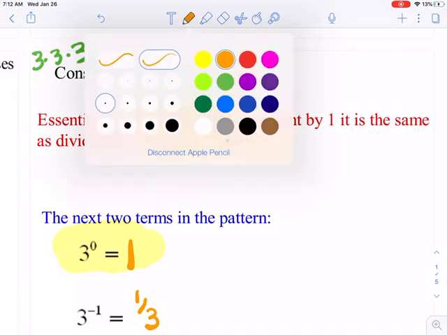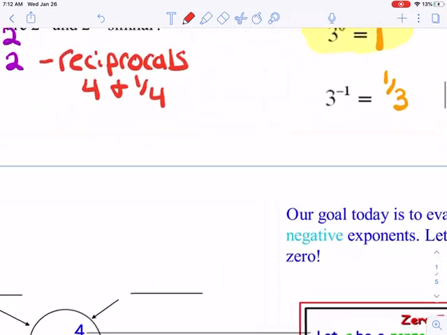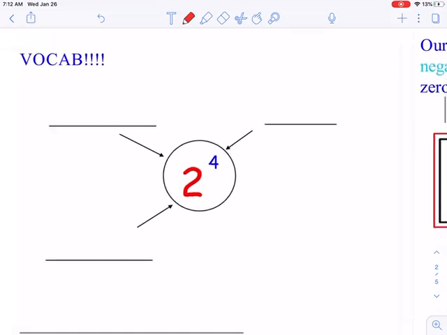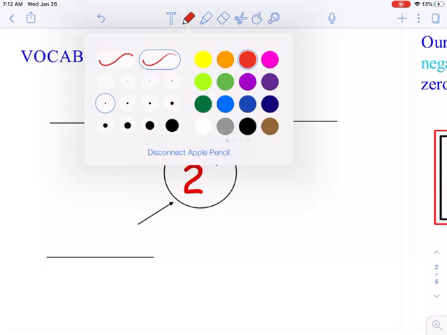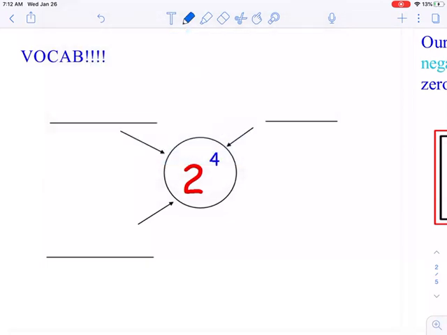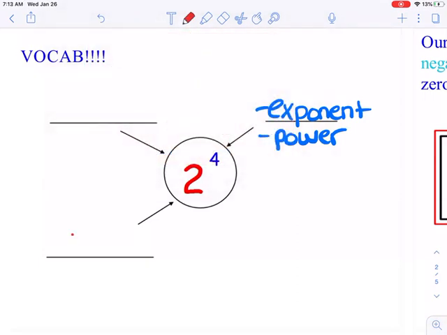Before we talk about that first rule, I just want to make sure we're all on the same page for vocab here. Maybe I should have done this first. But these are things we've talked about before. The little number, we have two words that I generally use interchangeably for it. We either call it the exponent, or you'll probably hear me call it the power, right? 2 raised to the power of 4, 2 to the 4th, exponent, 4th power, 4 is the exponent.